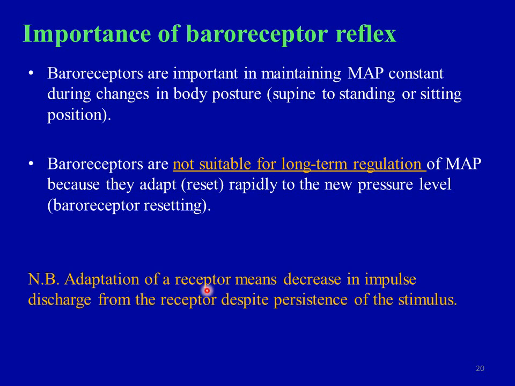Adaptation of the receptor means a decrease in impulse discharge from the receptor despite the persistence of the stimulus. So the baroreceptors' firing rate will decrease despite the persistence of high blood pressure. That's why they are not suitable for the long-term control of mean arterial pressure, and that's why people with hypertension, even when they have high blood pressure, the baroreceptor reflex won't help them in reducing blood pressure back to normal.